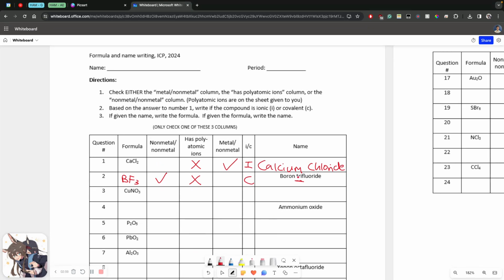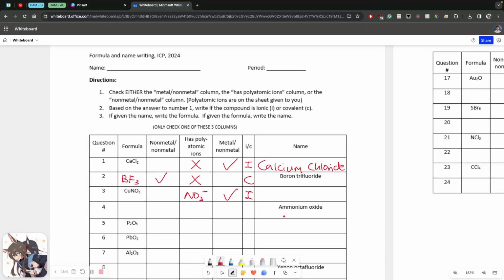All right, let's move on to the third question: CuNO3. Cu we identify as copper, a transition metal, so we check that there. And we see the NO3, which is the nitrate polyatomic ion. So we're going to say yes, it has polyatomic ions, and I'm just going to put that polyatomic ion there. Since the first element is copper, a transition metal to be specific, it's ionic. With this information, we're going to find the name.